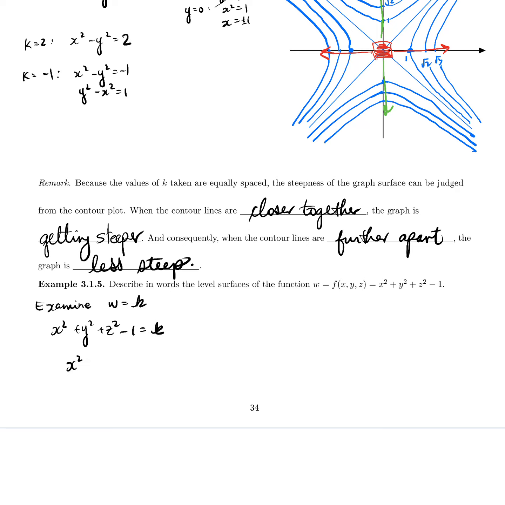And from our study of quadric surfaces, we recognize this. If I bring the 1 over to the other side, that is the equation of a sphere of radius the root of k plus 1. So in words, what do we have at k is equal to minus 1? We have a point. When k is equal to minus 1, we get 0 here, and the only way that you can add 3 squares to get 0 is if they are all 0. We have the point of the origin.